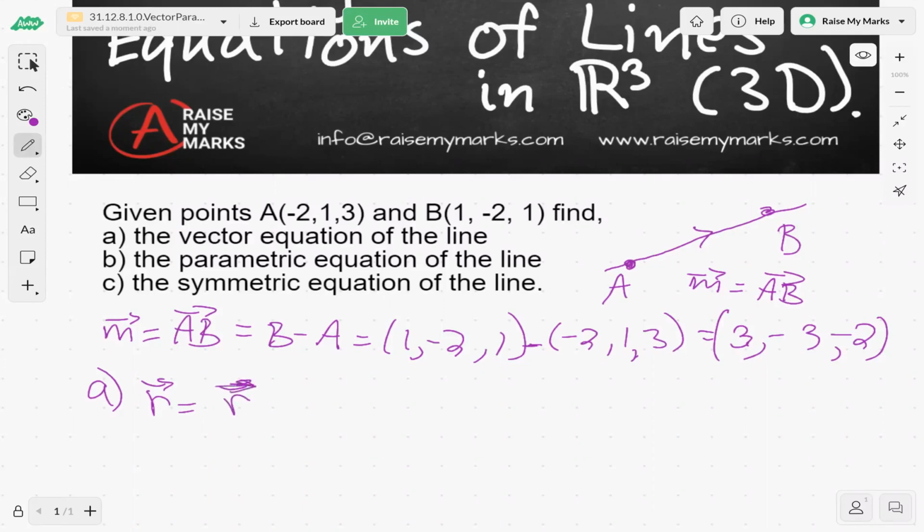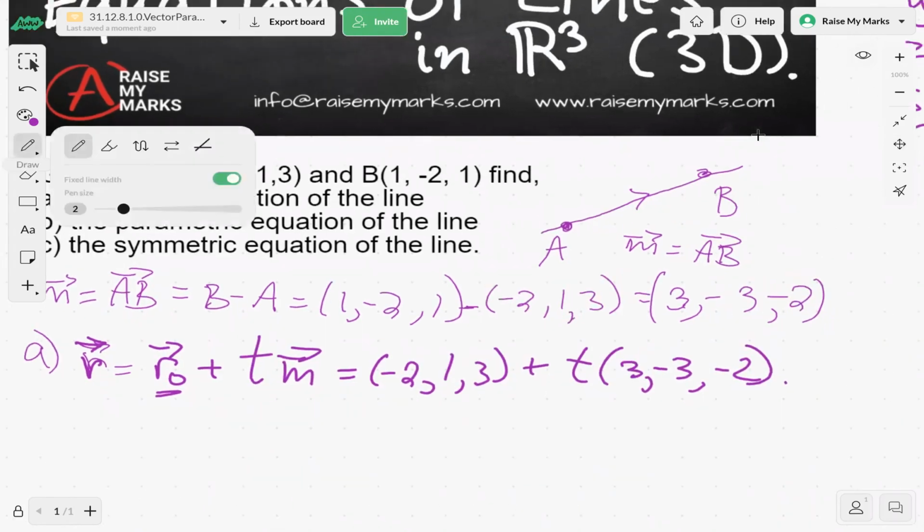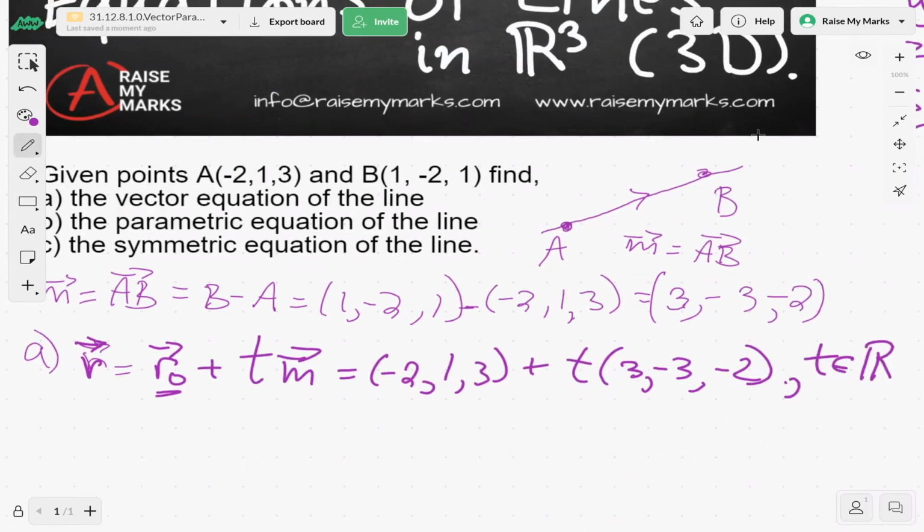So let's just write out the form. Vector r equals a position vector for a point on the line, plus our parameter times our direction vector. So in our case, our position vector for the point on our line, we can use A, so -2, 1, 3, plus a parameter t times a direction vector m, which is 3, -3, -2. Good. And just for completeness, t is an element of the real numbers.